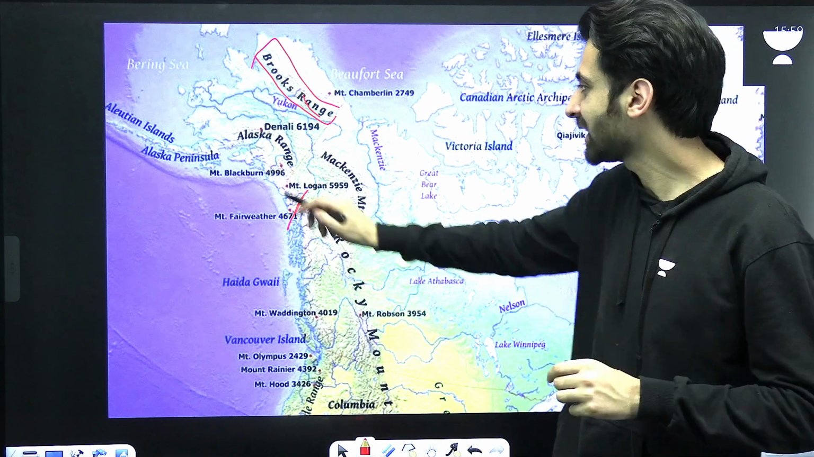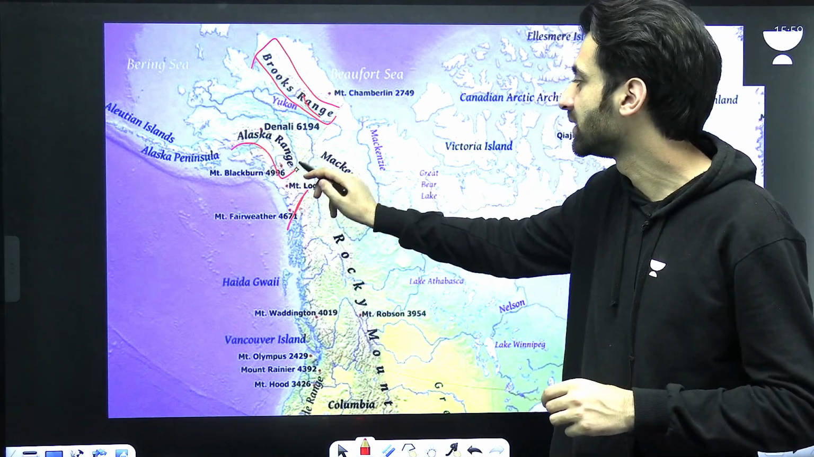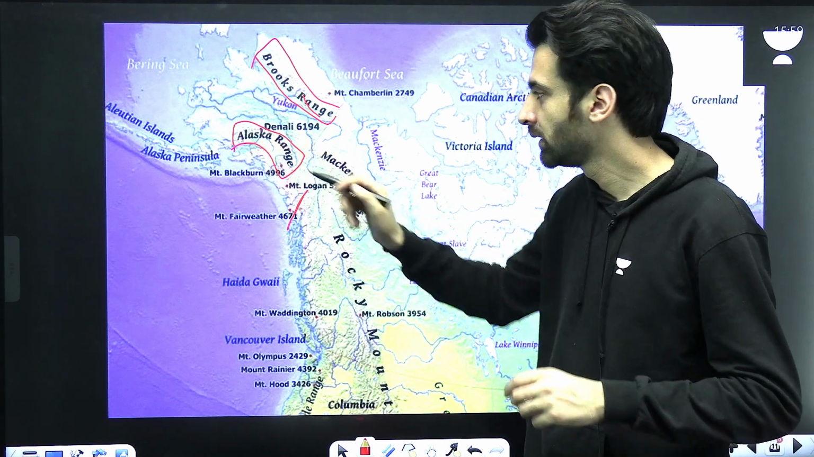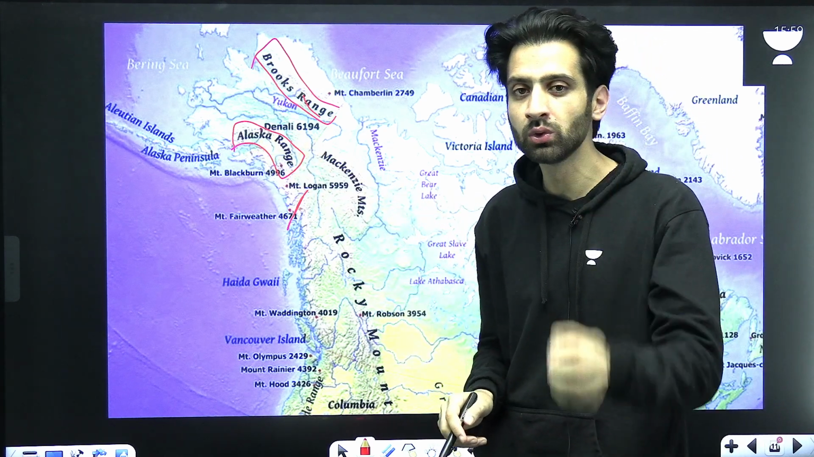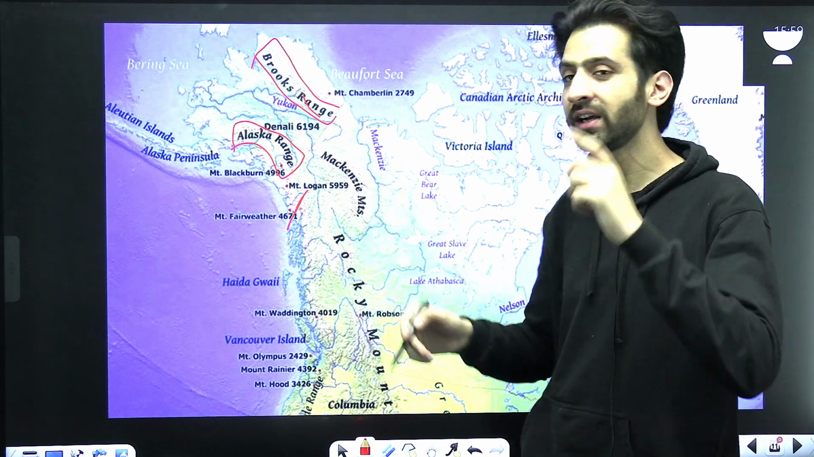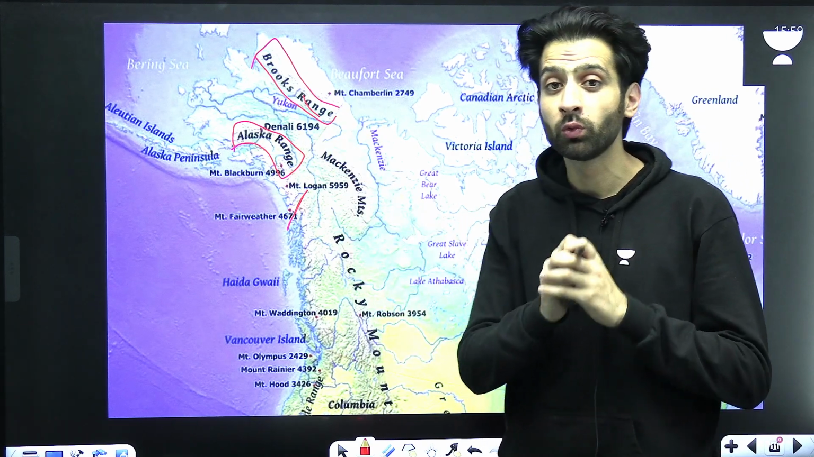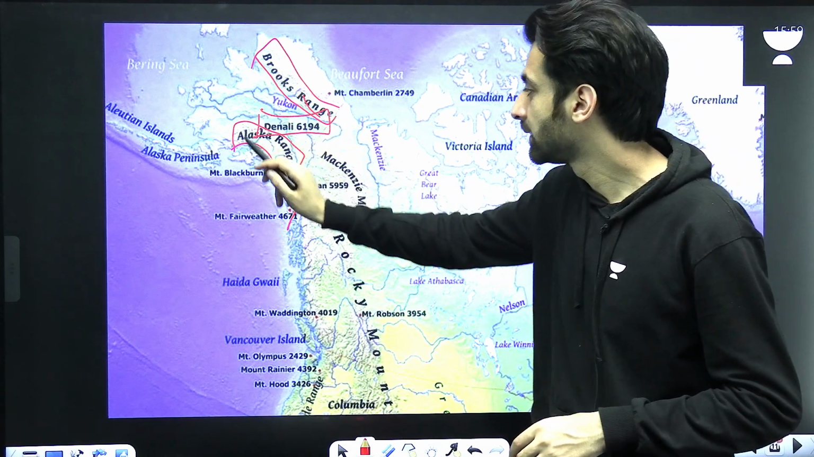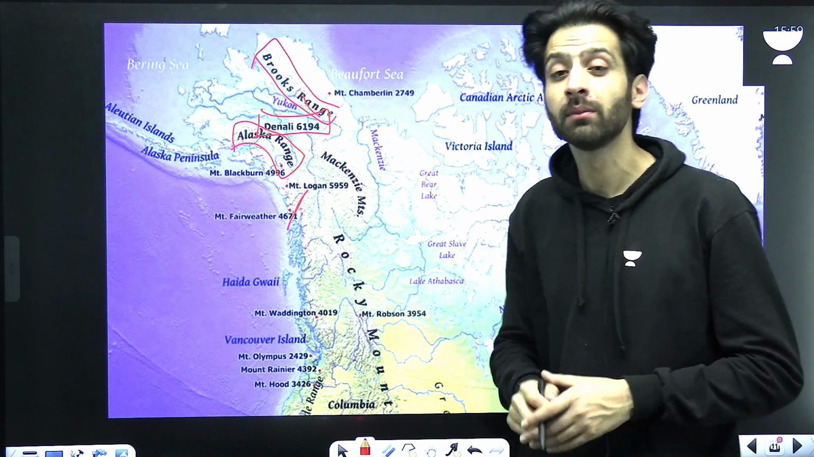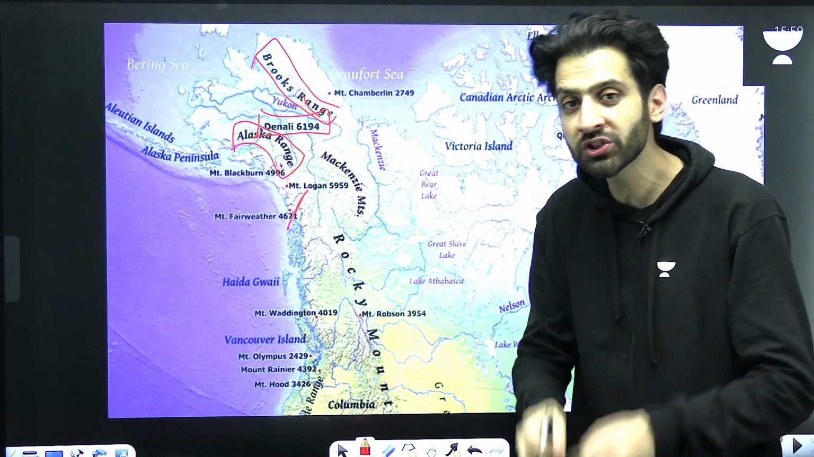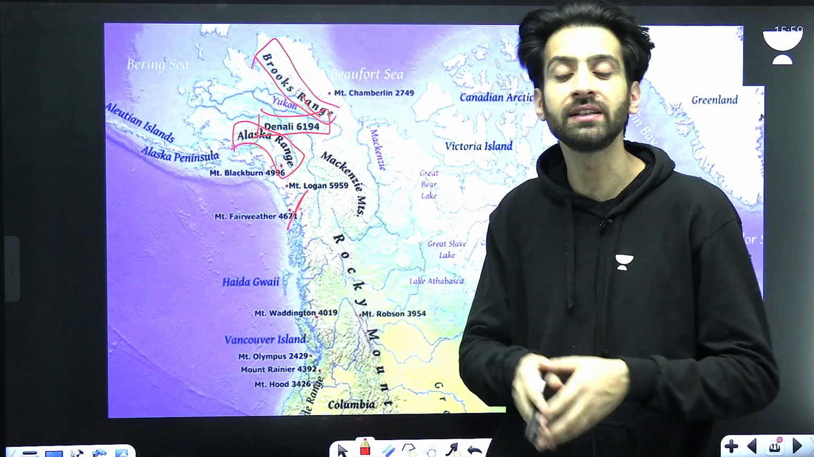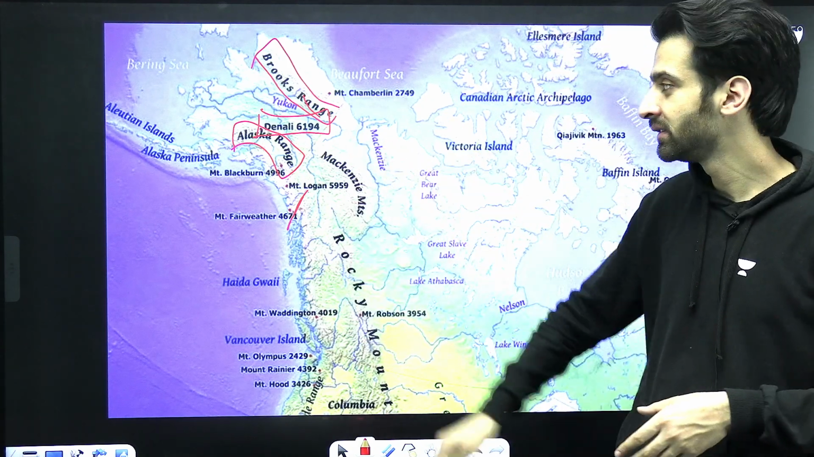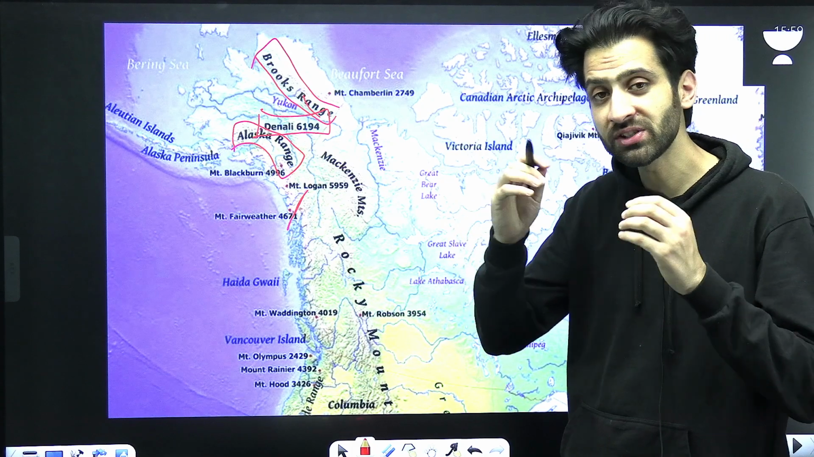Very important. Second important range is Alaska Range. So 2 very important ranges that you need to know about are Brooks Range and Alaska Range. And a very important peak is Denali Peak. Denali Peak, why is it important? Because it is the highest peak in the United States or this region. This is the highest peak of America, that is Denali Peak.